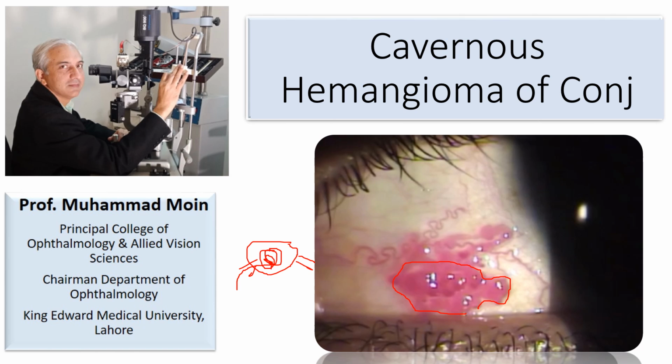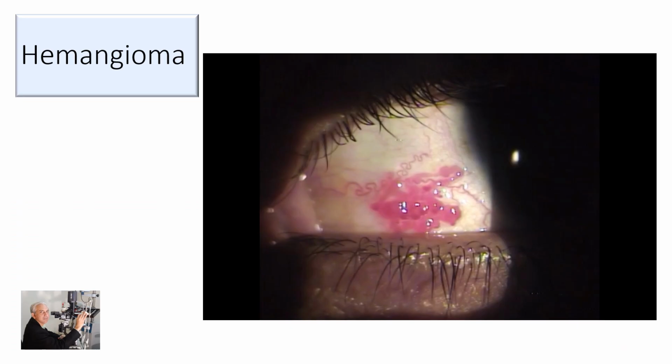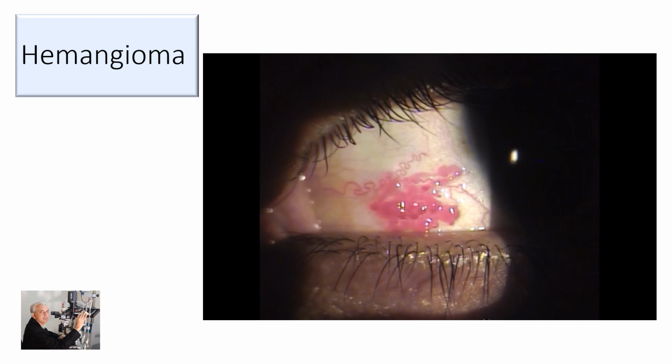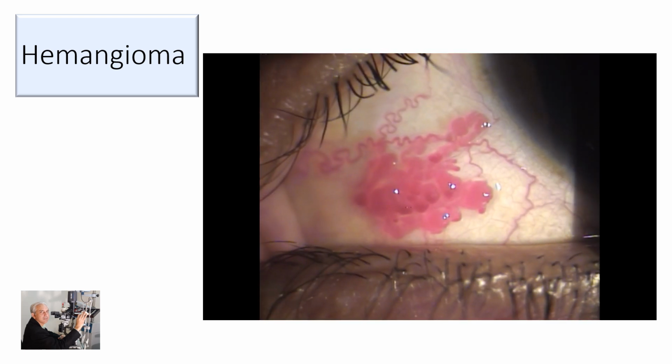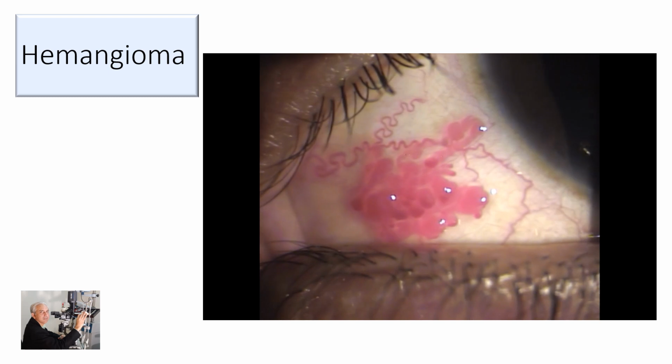But here, because it's giving that lobulated appearance, this is a cavernous hemangioma of the conjunctiva, which you see in this patient. Let's see what it looks like on slit lamp examination, and we were able to see this at a higher magnification.